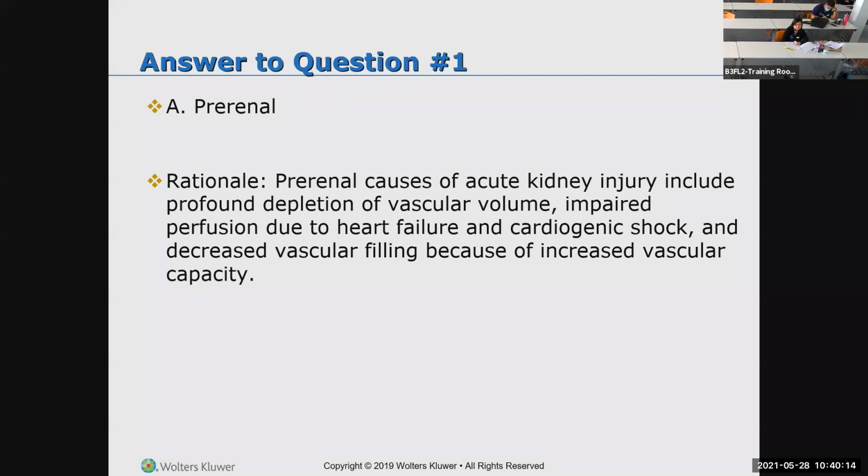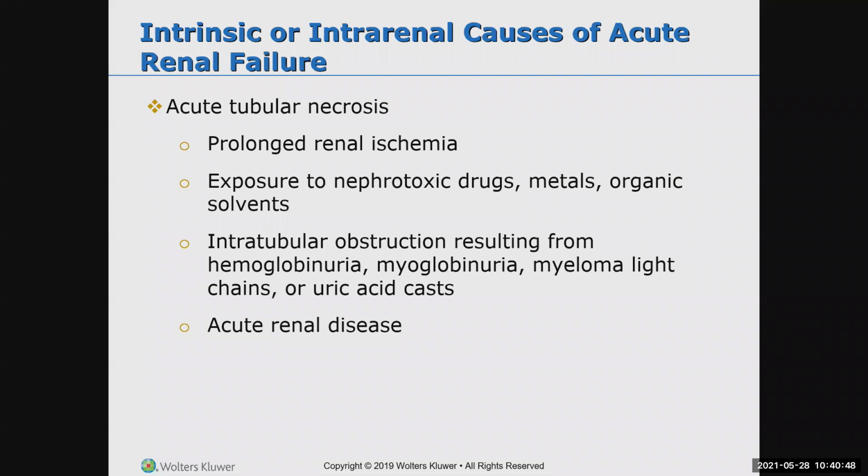So pre-renal causes of acute kidney injury include profound depletion of vascular volume, impaired perfusion due to heart failure and cardiogenic shock, and decreased vascular filling because of increased vascular capacity. And with the hypovolemia, I said add what? Dehydration. Very good. Okay.